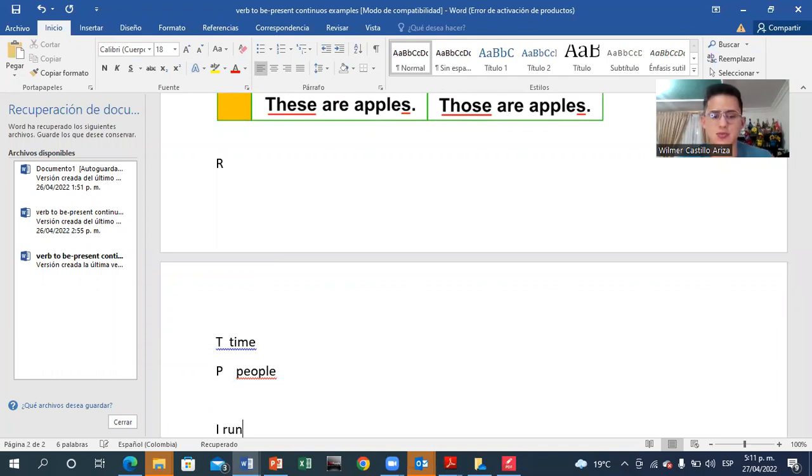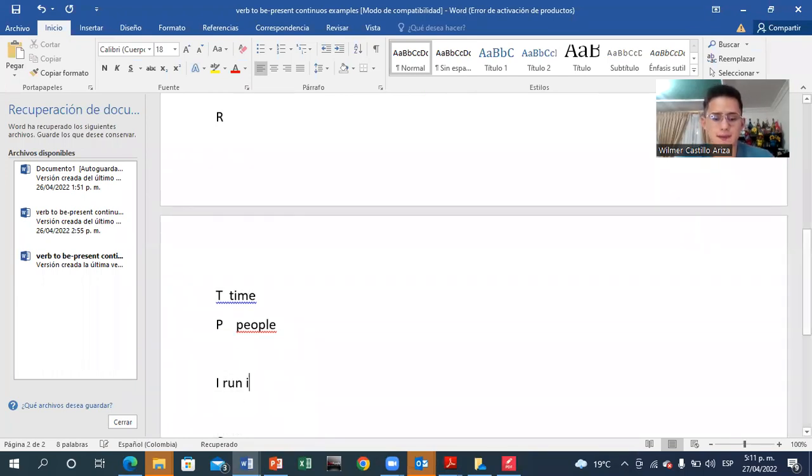Yo siempre ponía una frase como I run anytime I want. Digamos: yo corro en las mañanas cada vez que yo quiero. Anytime I want, digamos algo así. Si pronuncio esto con las letras como se pronuncia en español, sonaría I run in the mornings every time I want.